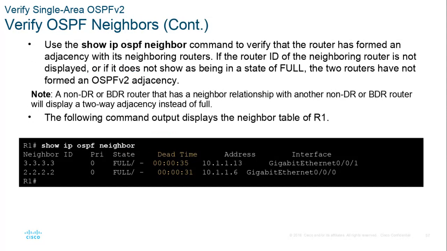So show IP OSPF neighbor shows me my neighbors, shows me that dead time, which never should go below 30 on a normal default value, 40 seconds being dead. So if they're not in the full state, the routers are not fully adjacent yet.